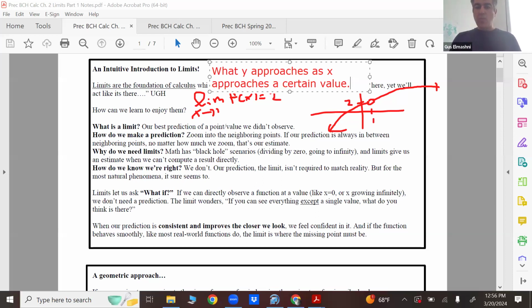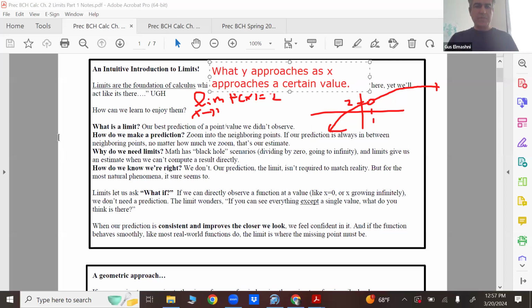So let us ask, what if we can directly observe a function's value, like x equals 0, or x growing infinitely? We don't need a prediction. So limit is kind of a wonder. If you can see everything except some value, what do you think is there? And when our prediction is consistent and improves the closer we look, we feel confident in it. So that's just a little blurb on limits.